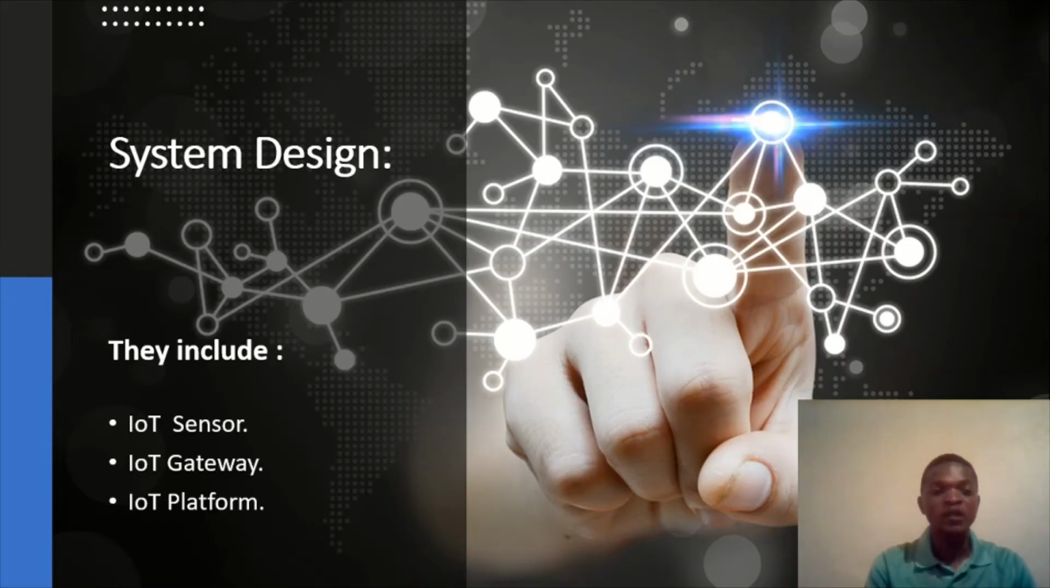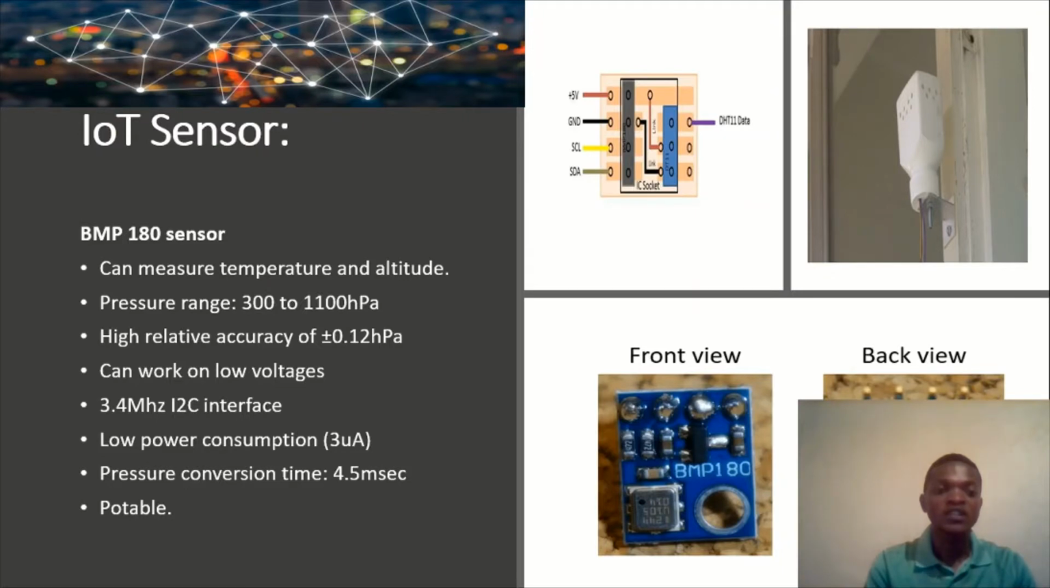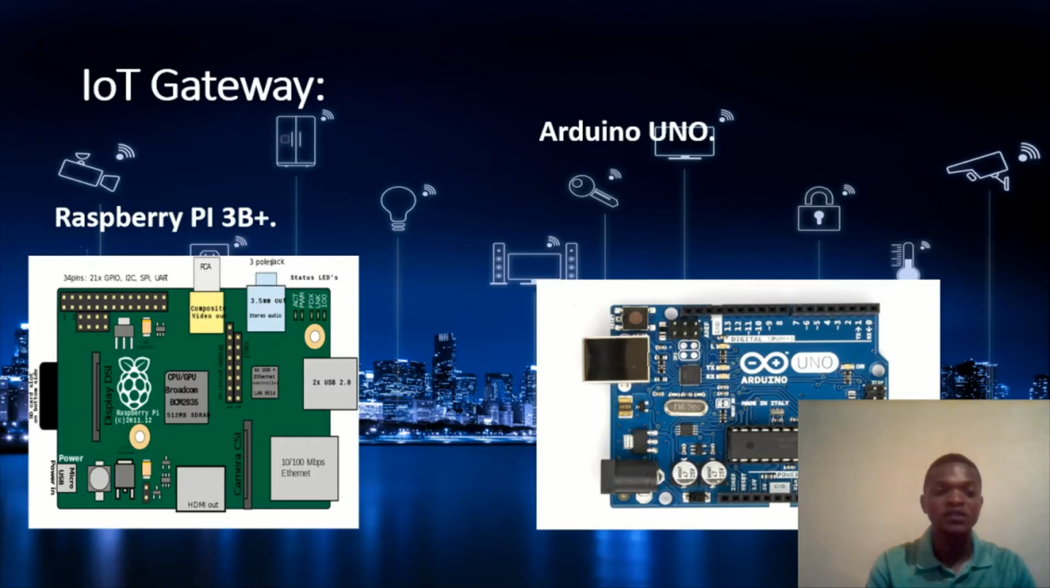On the system design, we agreed that it should include the IoT sensor, the IoT gateway, and the IoT platform. The IoT sensor that we agreed to use is the BMP180, which can measure both temperature and altitude. The IoT gateway, that is Raspberry Pi 3B Plus and Arduino Uno, are the two boards that we'll be using.